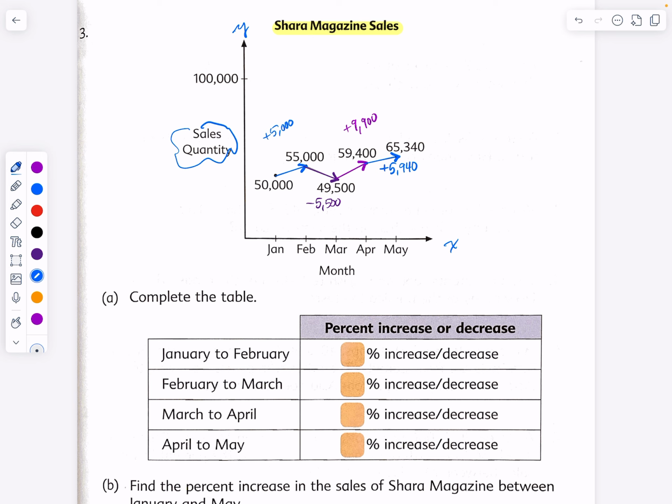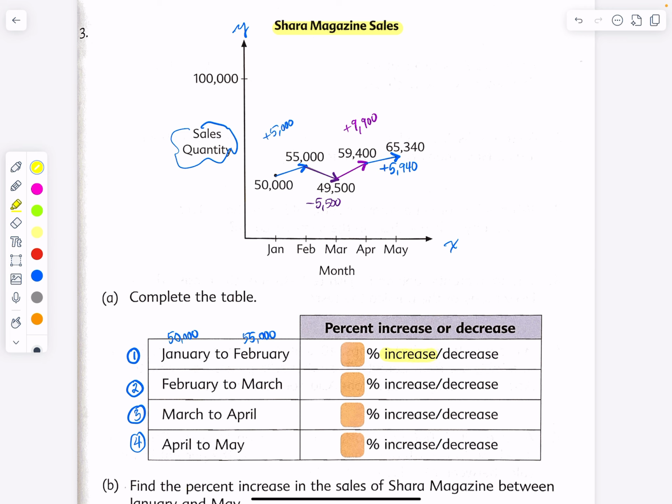Look, so step 1, I labeled all the changes in magazine sales, right? So let's copy this information into our table. We have these 4 periods listed in our line plot. So let's go ahead. What happened between January and February? Well, we know in January they sold 50,000 copies, and in February it was 55,000. So clearly this is a percent increase, right?